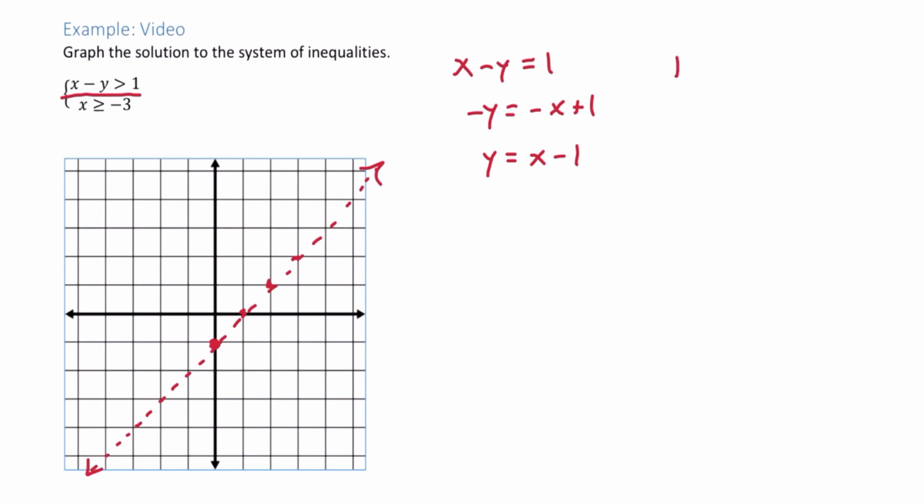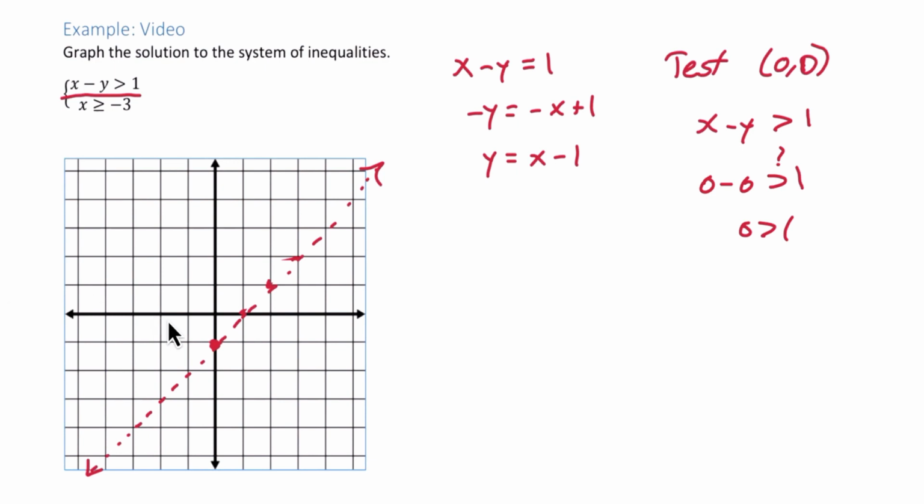Choose a test point. We'll test 0, 0 in the original inequality. 0 minus 0, and we're asking, is that true? 0 is not greater than 1. We chose the origin, and it was false. That means every point on this side of the line is false. It also means that every point below the line has to be true. So we will shade below the red.